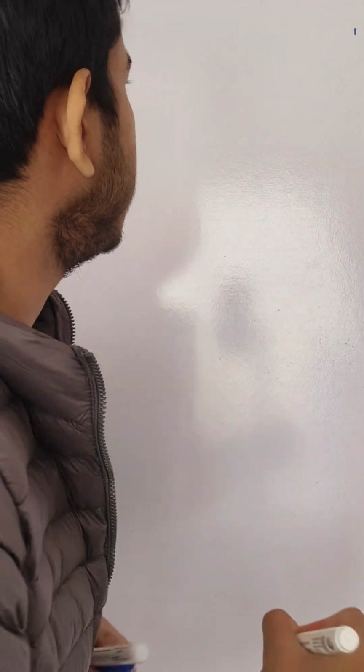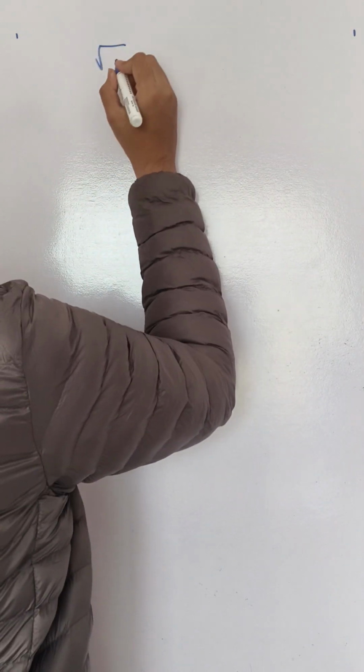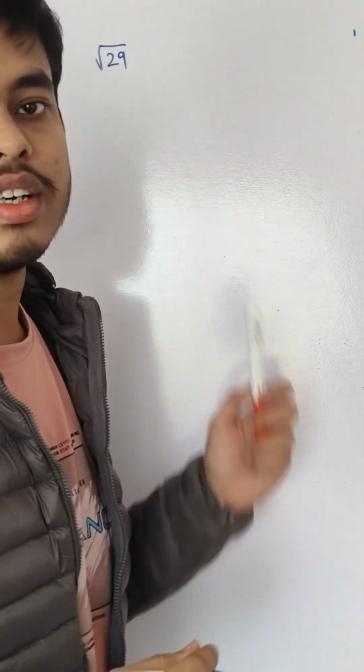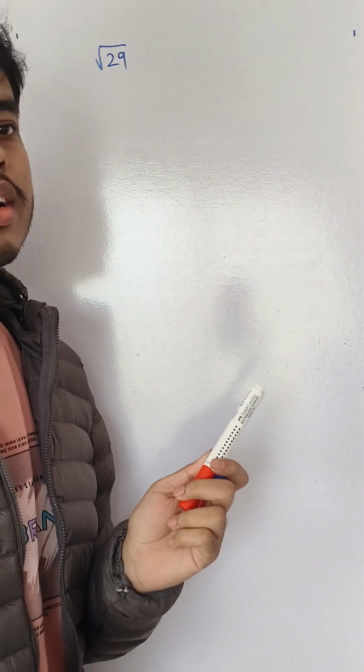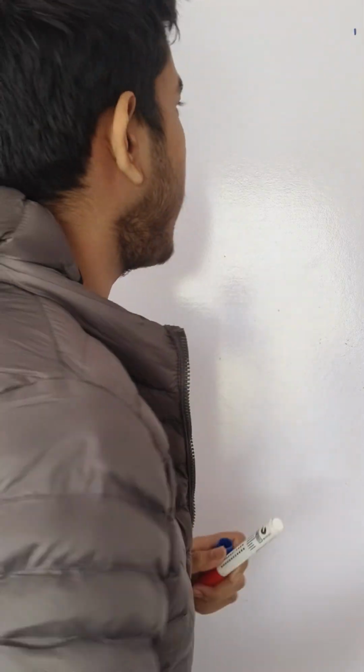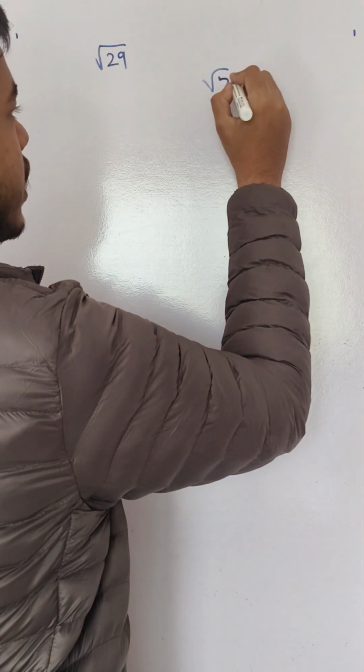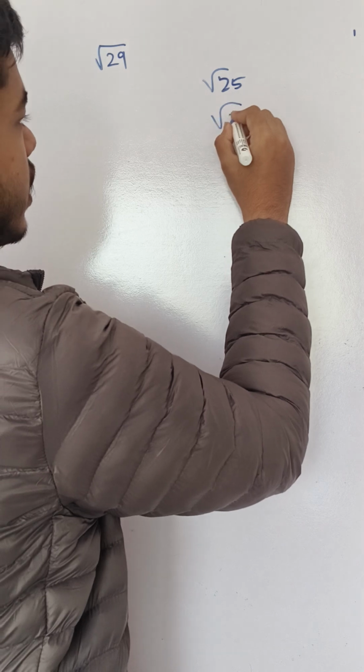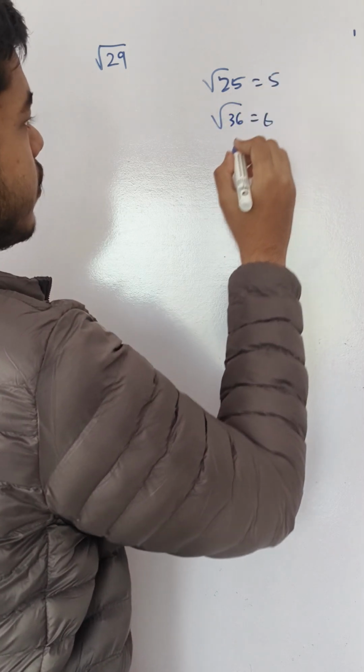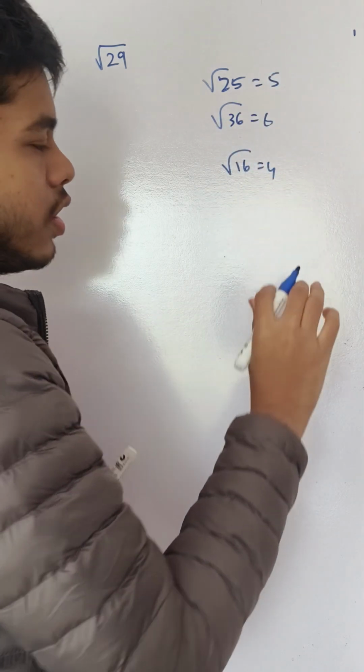So today we will discuss how to calculate the approximate value of any square root which we cannot calculate without a calculator. Suppose we have root over 29. I cannot calculate this value. Root over 25 we can calculate. Root over 36 we know is 6. Root over 16 is 4, like that.